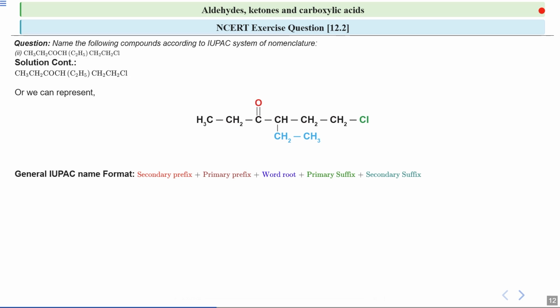Now let us see the general IUPAC name. First is the secondary prefix, then the primary prefix, then the word root, which is followed by the primary suffix, and then the secondary suffix. So we follow this general format.